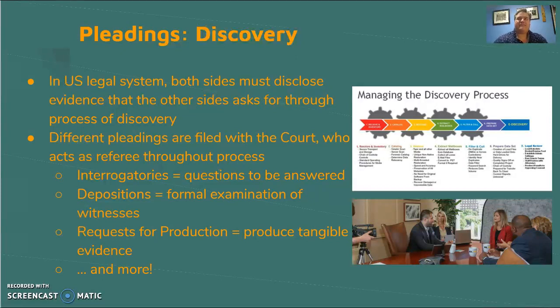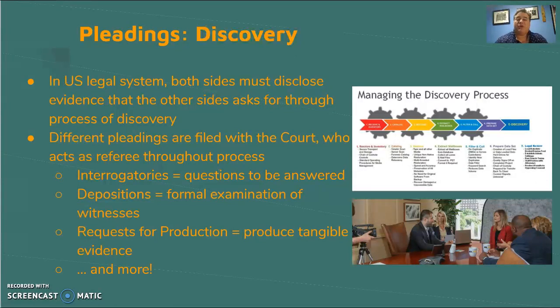And so we have a process of full disclosure. If you file different pleadings with the court, the court enforces those requests for production, for example, and the judge acts as the referee throughout this pre-trial discovery process. So you might submit interrogatories, which is just a fancy way of saying questions. You submit questions to the defendant, and their answers are sworn legal documents, and they answer the interrogatories through another pleading.